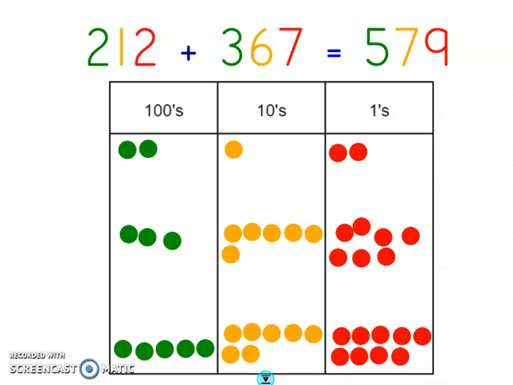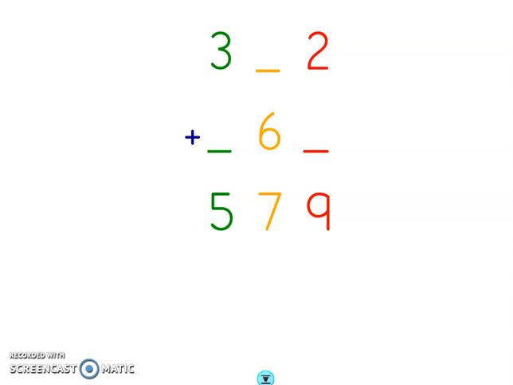And if we look at our abstract model, we can still use our same counting on to find out exactly the same answer. So in this case, we'll start off with our ones. 2 plus how many equals 9. Simple mental maths or counting on using fingers. 2 add 7 equals 9.